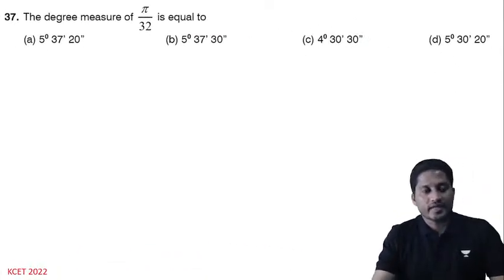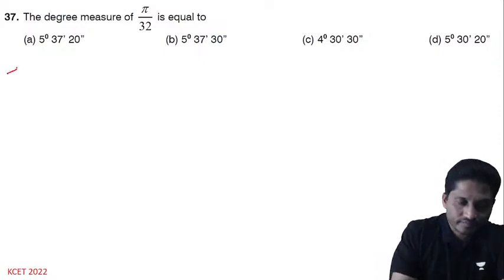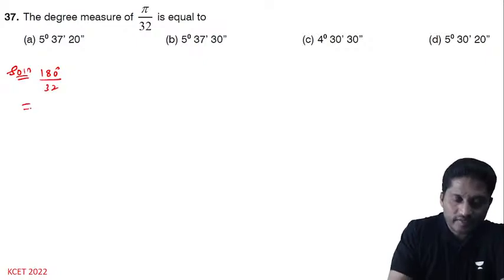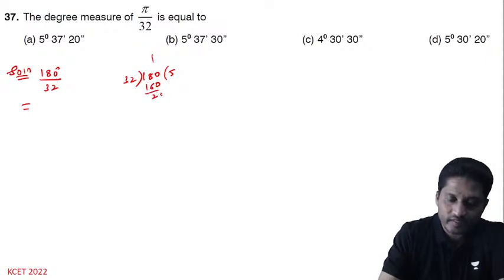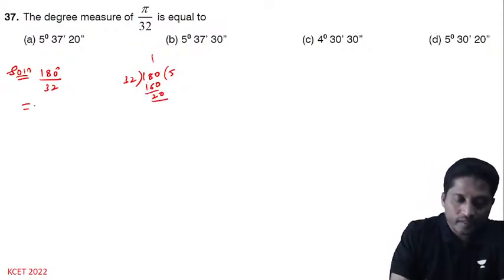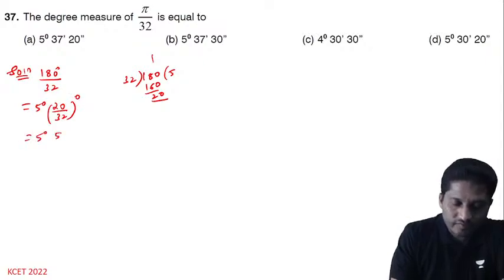The degree measure of pi by 32 is, pi is 180 degree, right? 180 degree by 32. Now if I divide 180 by 32, 5 2's 10, 5 3's 15, 16, 120. So remainder is 20. So quotient plus remainder divided by divisor. So this is 5 degree, 5 4's, 5 8's, 32 degree.